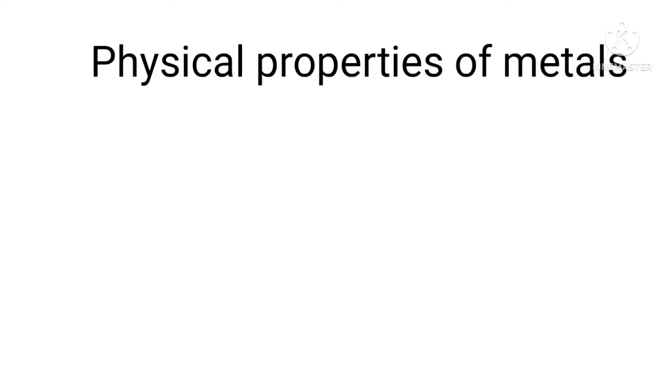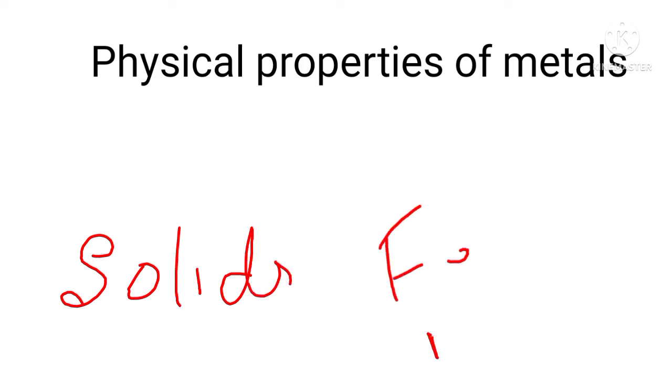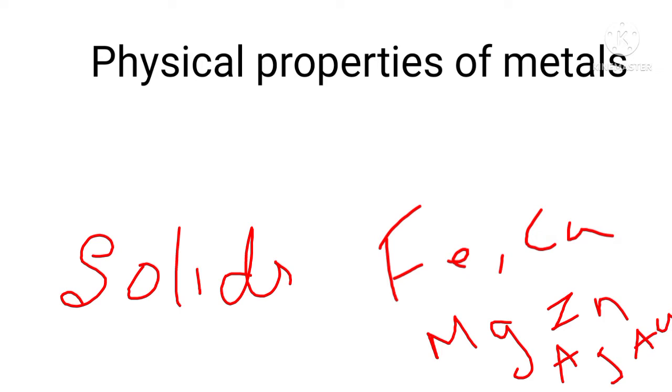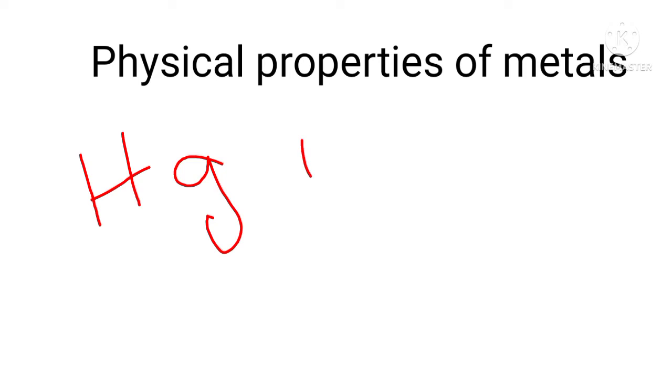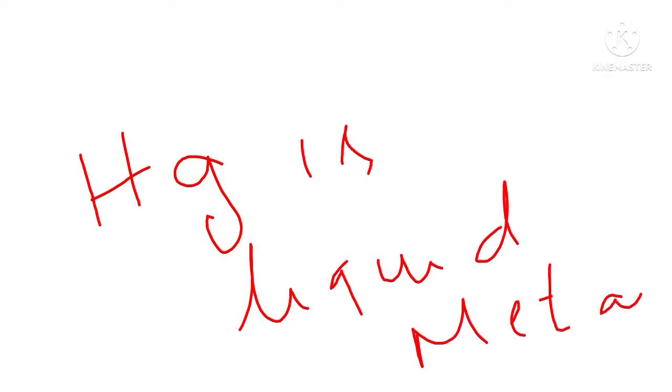Metals are generally solids. Most of the metals in our surroundings are solids. For example, iron, copper, magnesium, zinc, silver and gold are common examples of metals, and we see these metals in our daily life, isn't it? Okay, so there is an exception, and that is mercury. It is a liquid metal, so that is why we don't say that all metals are solids in nature. There is one exception, that is mercury. Mercury is a liquid metal.